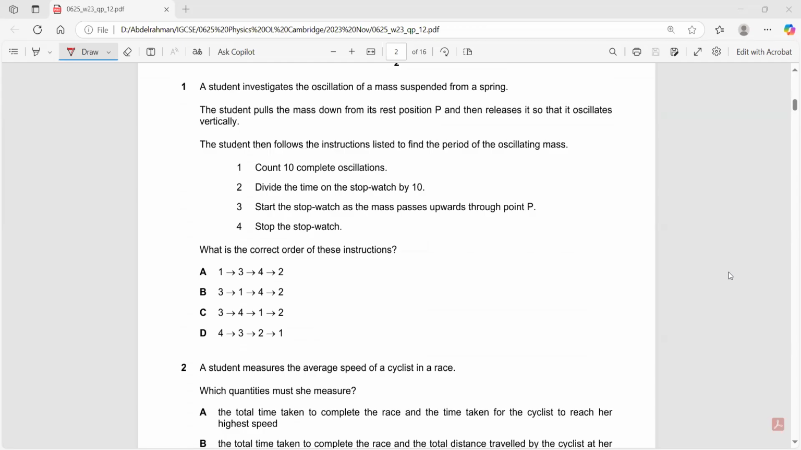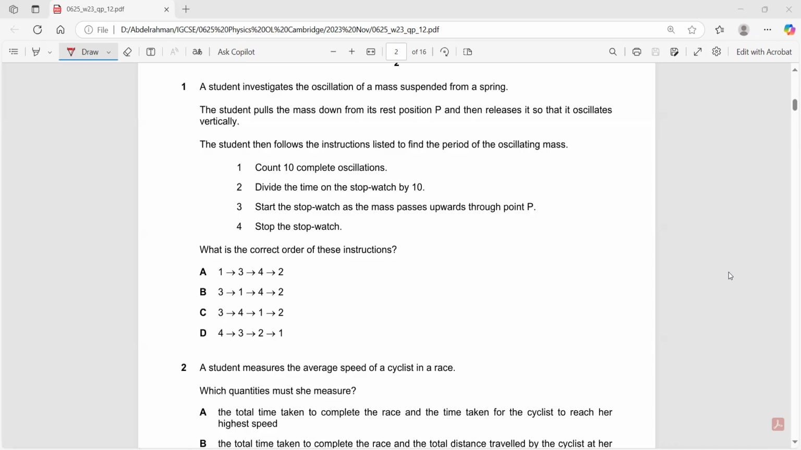The student pulls the mass down from its rest position P, and then releases it so that it oscillates vertically. So it keeps on moving up and down. The student then follows instructions listed to find the period of the oscillating mass. Count 10 oscillations, divide the time on the stopwatch by 10, start the stopwatch, and as the mass passes upwards through point P, stop the stopwatch. What is the correct order of these instructions?